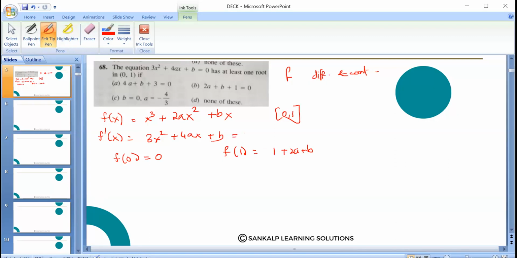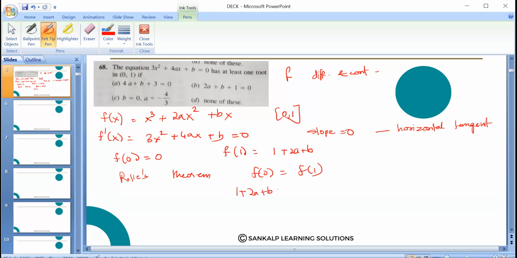The derivative becoming 0 at least one time, slope becoming 0, horizontal tangent. That can happen if Rolle's theorem is satisfied. So according to Rolle's theorem, f of 0 must be equal to f of 1. 1 plus 2a plus b must be equal to 0. That means option B is correct.